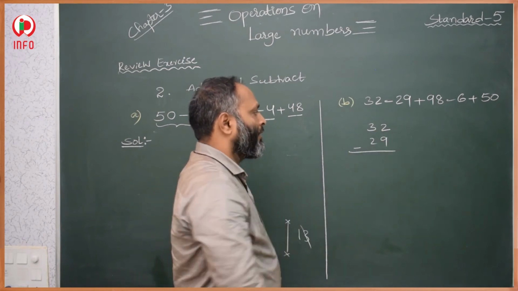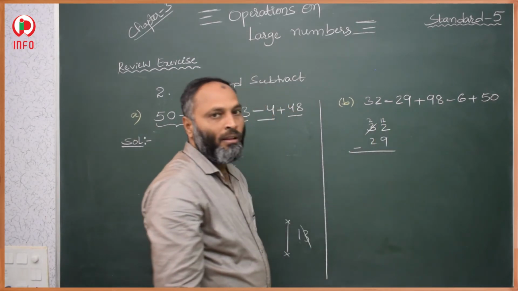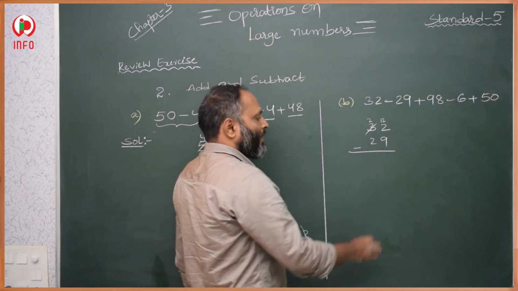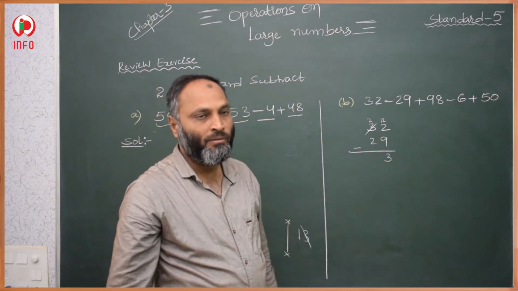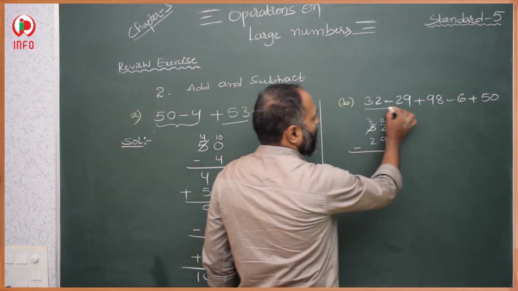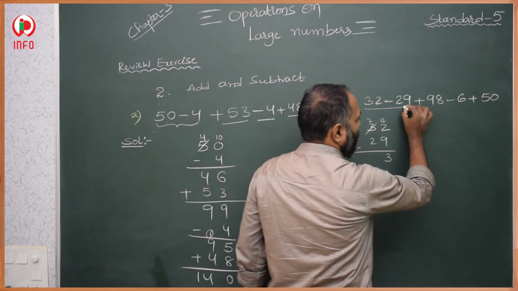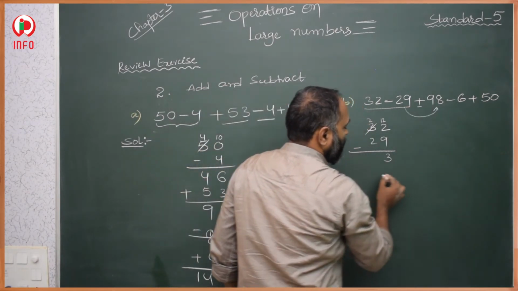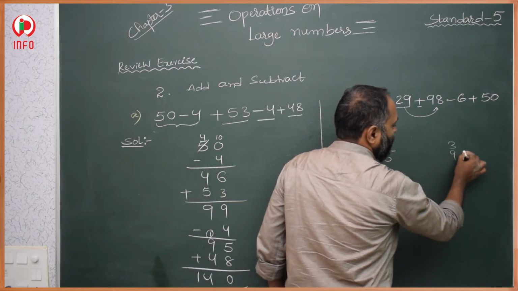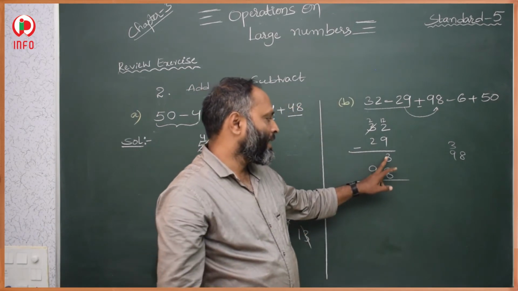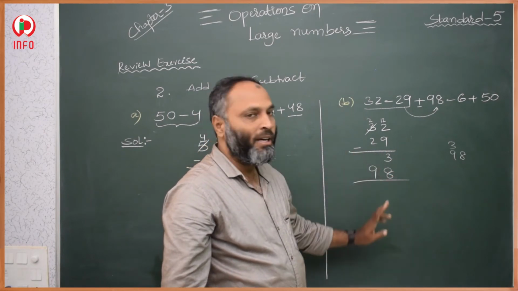Minuend is the smaller value, so we take a borrow from here. So it will get 12. 12 minus 9 is 3. 2 minus 2 is 0. No need to write 0. Then this answer is over. After getting the difference, again we have to add 98, because plus is given. So we keep 98 like this. Don't keep 98 like this. The ones place is exactly below the ones, and tens is beside ones. In that way we keep our digits.